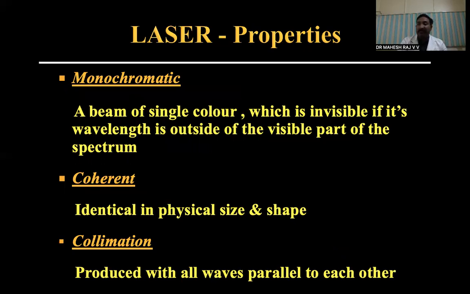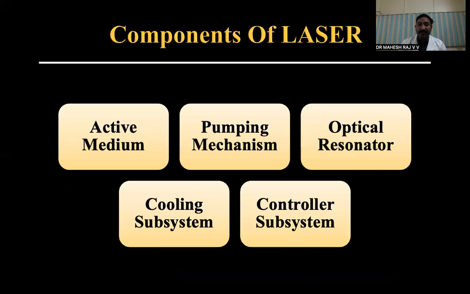What are the major properties of a laser? The first one is monochromatic: a beam of a single color, which is invisible if its wavelength is outside the visible part of the spectrum. Next is coherent, identical in physical size and shape. Collimation means all the waves are parallel to each other.